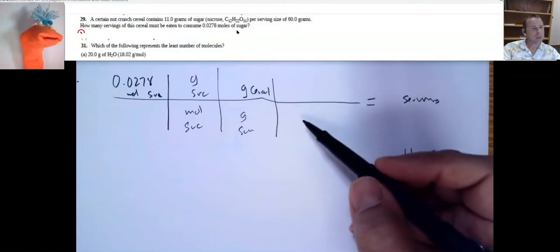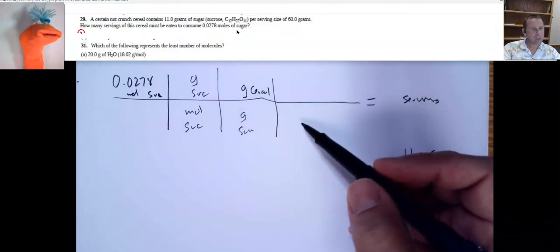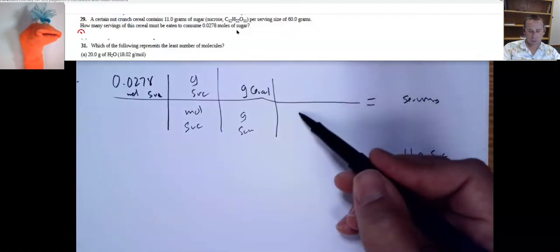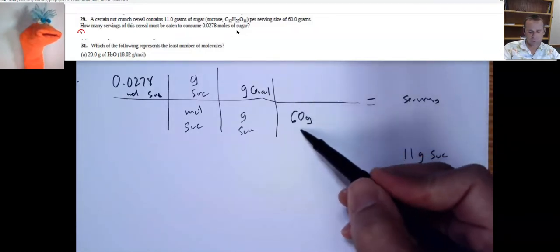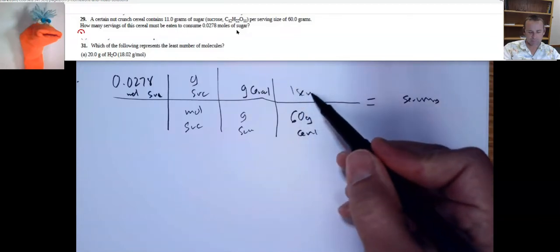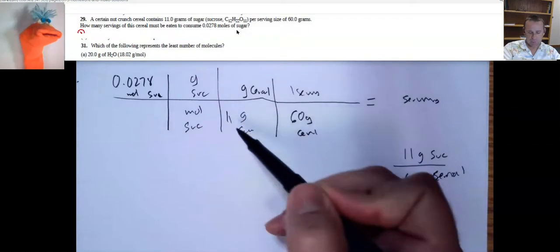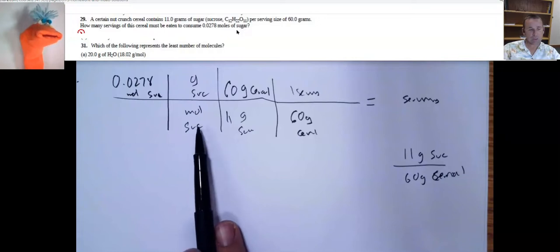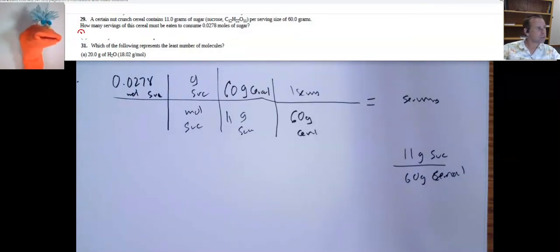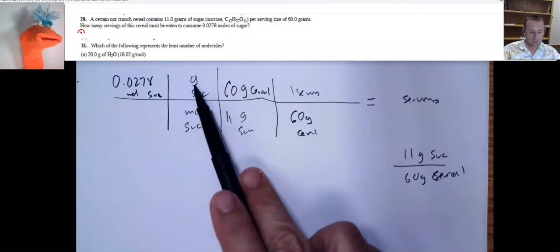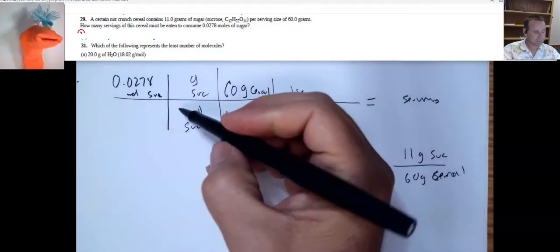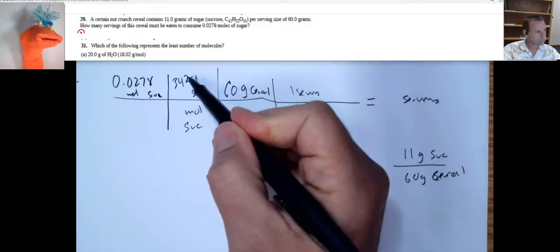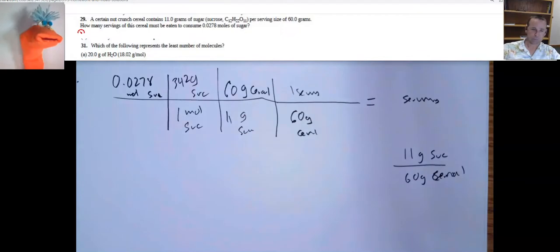And then, a serving size of 60 grams. Oh, 60 grams of cereal is one serving. And there's 11 grams of sucrose for every 60 grams of cereal. And sucrose, didn't we find out it was 360 or something like that? Let's double check here. What's the molar mass of sucrose? According to Wikipedia, sucrose, a disaccharide, is a sugar composed of glucose and fructose subunits.